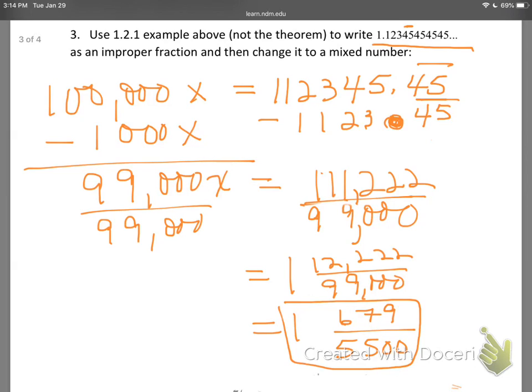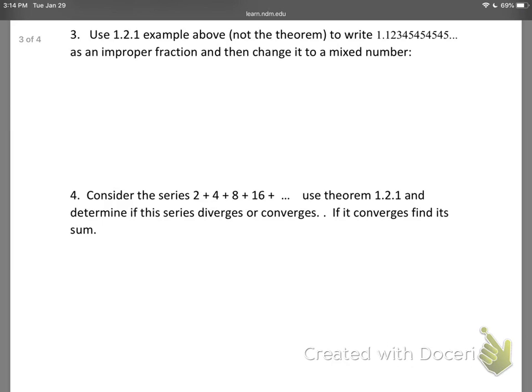So go back, make sure that that's clear to you, and we're going to a different type of problem in number 4. So in this next problem, number 4, it says consider the series 2 plus 4 plus 8 plus 16 plus, and so on. Use theorem 1.21 and determine if this series diverges or converges. If it converges, find its sum.